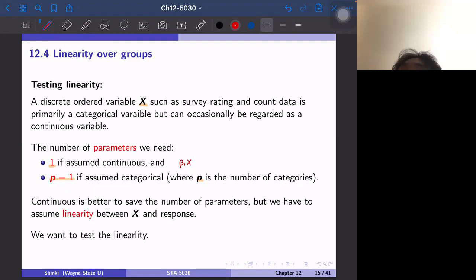If we have p groups, p categories, then we have the indicator variable of x being the second category, with beta 2, plus beta 3 times the indicator variable of the third category, up to the indicator variable for the p-th category. So we have p minus 1 parameters. We don't have x equal to 1 because the baseline is included in the intercept. So we need a lot more parameters. That is the negative side.